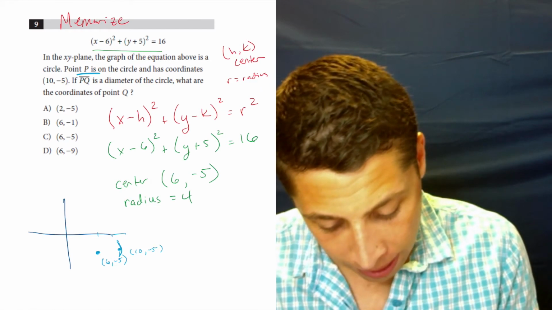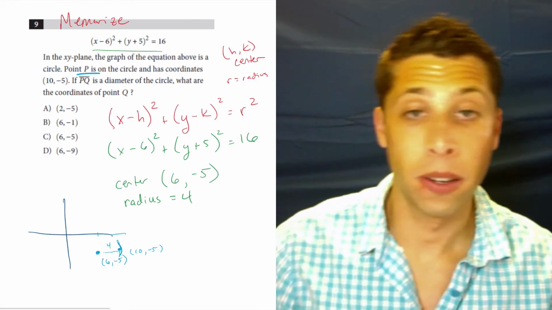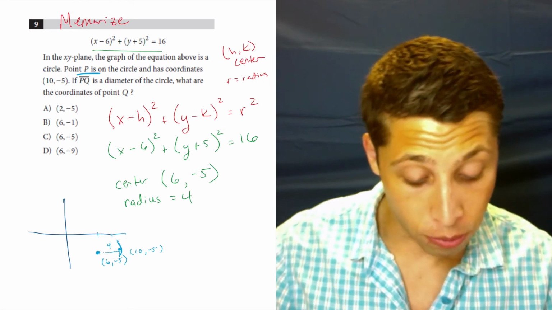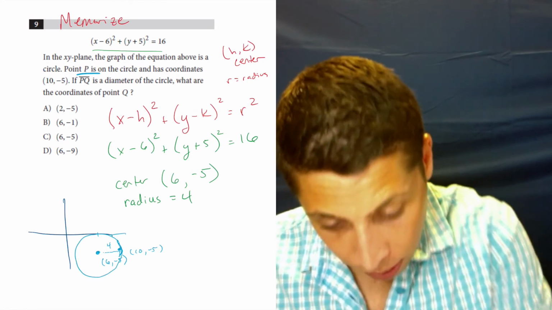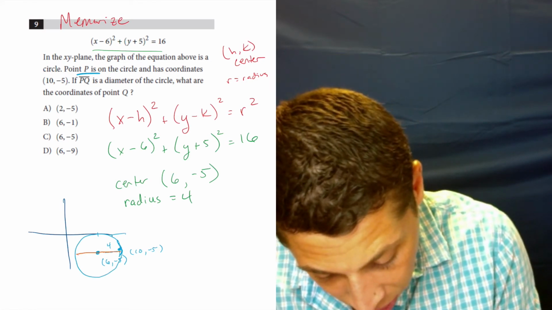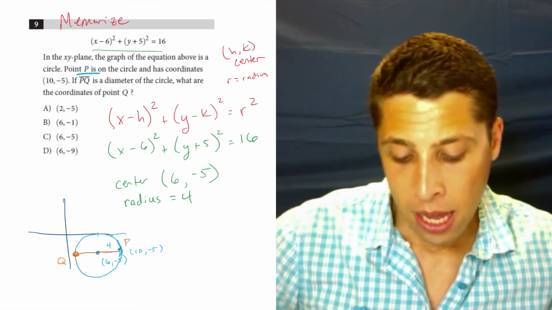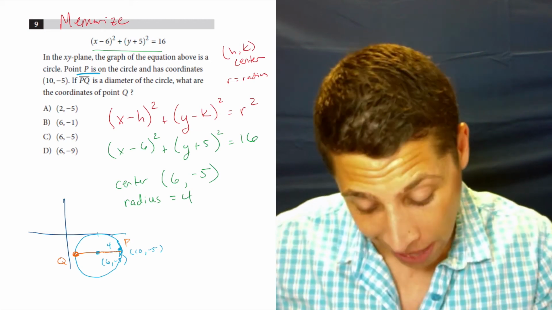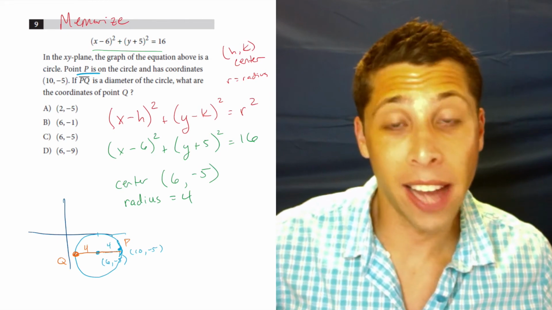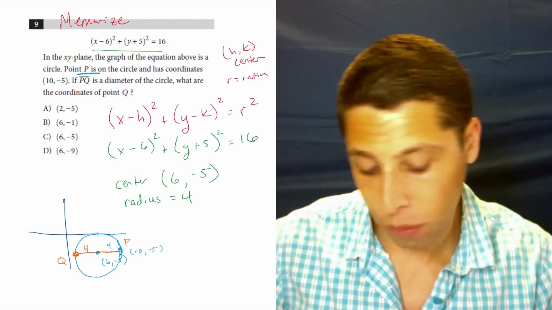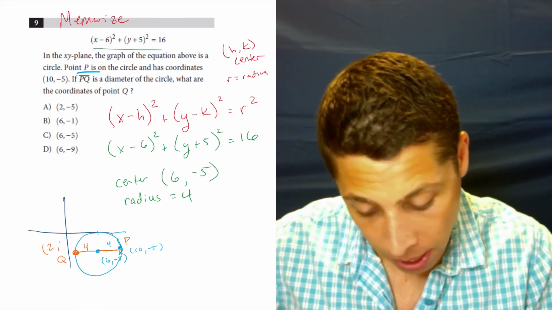So it shouldn't surprise me that the difference between the center and this outside point is 4, right? 10 minus 6. That's because that's the radius. And if we wanted a diameter, basically what's happening here is we need to go across the circle and get to point Q, which is over here. And so that's going to be another 4, but now another 4 in this direction. So instead of doing 6 plus 4 to get 10, now we're going to do 6 minus 4 to get 2. So this point is (2, negative 5).